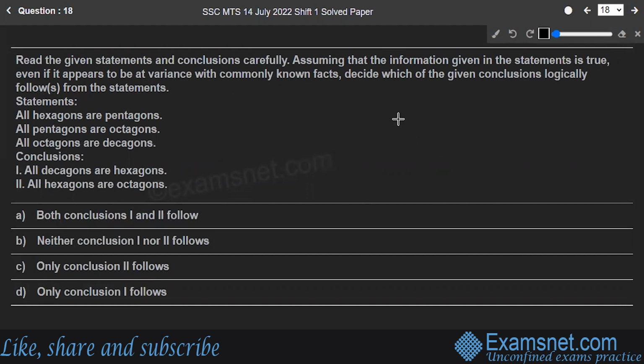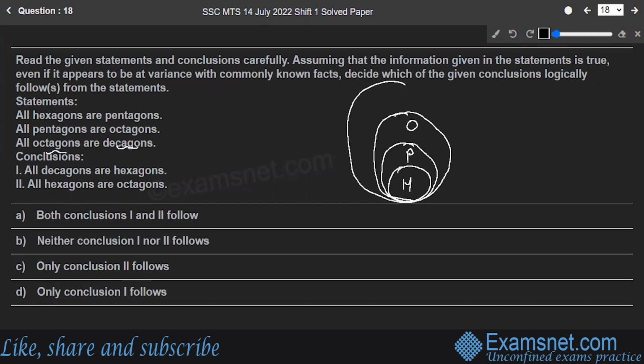All hexagons are pentagons. So let's take hexagon over here. All hexagons are pentagons, so I'll make a pentagon over here. Then it says all pentagons are octagons. So if all pentagons are octagons, I'll make octagon over here. Right? So I think I have made. There is nothing else. Yes, there's a last one. All octagons are decagons. So here it's a decagon also. So all octagons are decagons. Here we have the Venn diagram for our problem. I hope this is clear.